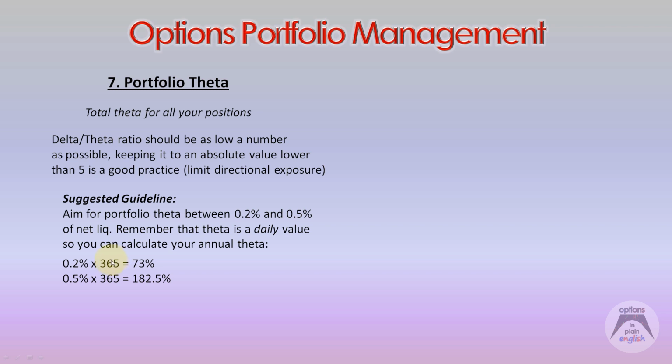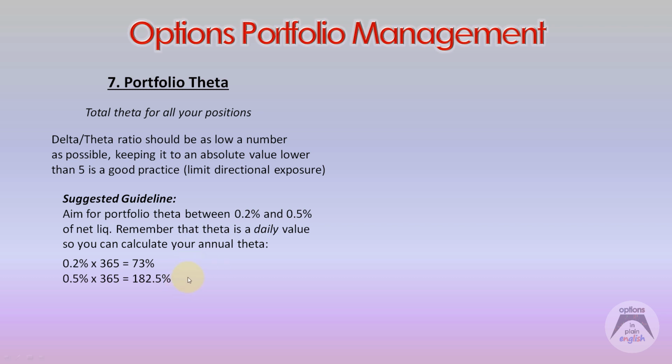0.2% times 365 is around 73%. 0.5% times 365 is 182.5%. Now, those numbers mean that you put on your position and everything that you want to expire worthless does, and every position goes your way. It doesn't happen that way.